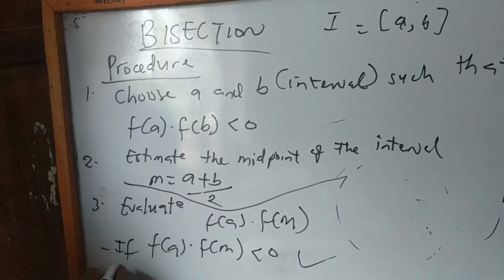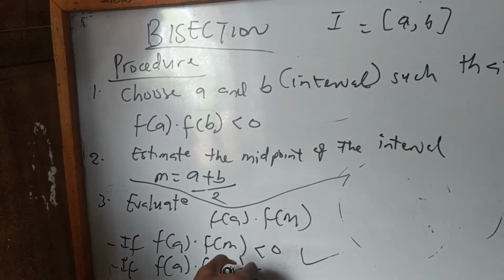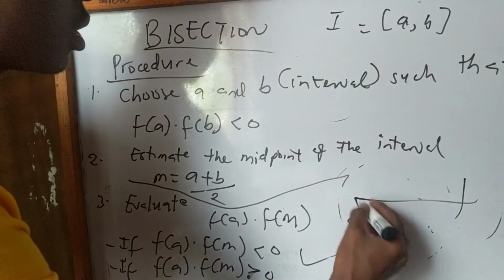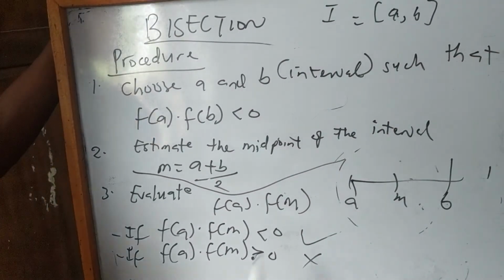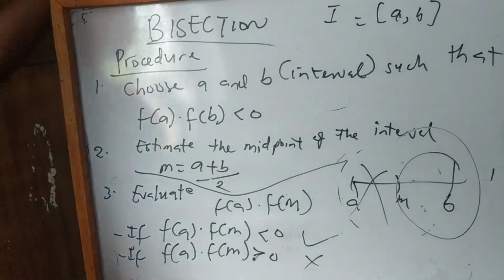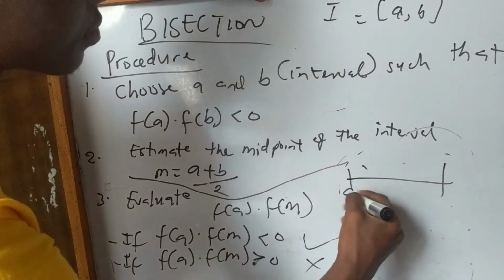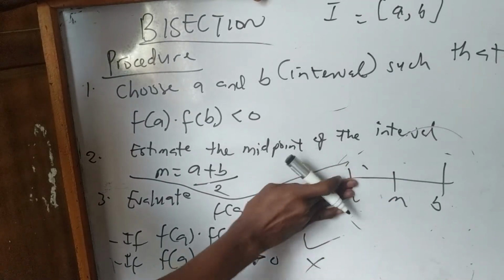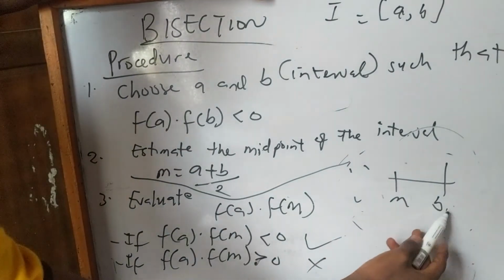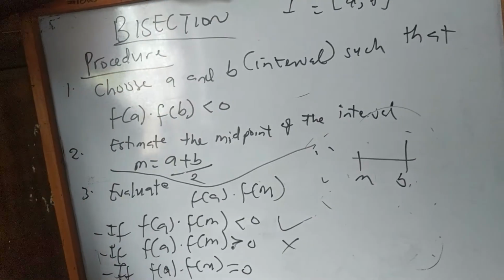The next possibility is if f of A multiplied by f of M returns greater than 0. That means the root does not lie between A and M. Eventually, f of M times f of B is going to be less than 0. Understood? Now, A, M, and B. If f of A times f of M returns greater than 0, that means there's no valid single root between A and M. You're only dealing with B and M. So that means it's going to be M and B. In your next iteration, M is going to be your new A, while B remains the same.